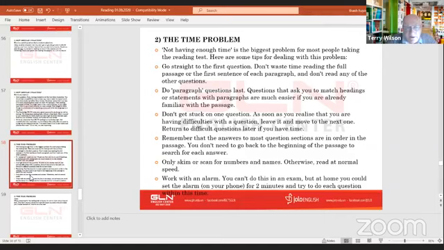And finally, work with an alarm. You can't do this in an exam, but at home you can set the alarm on your phone for 2 minutes and try to do each question. So try and answer each question within 2 minutes.